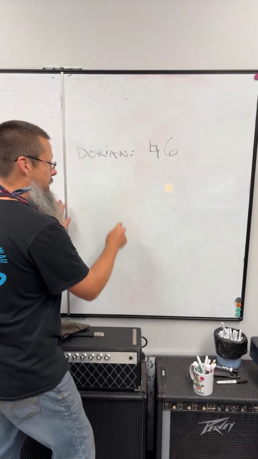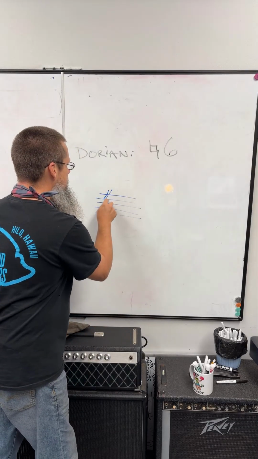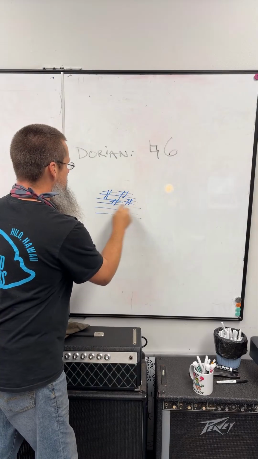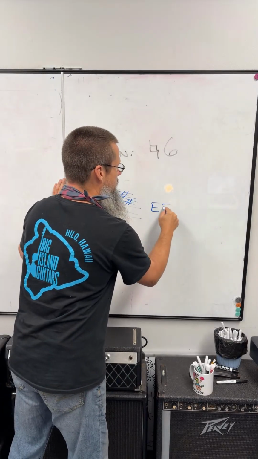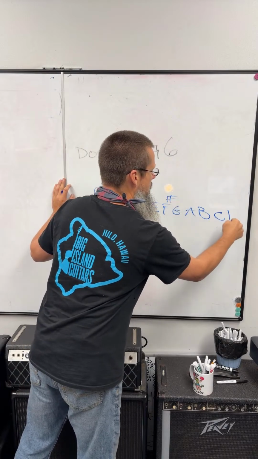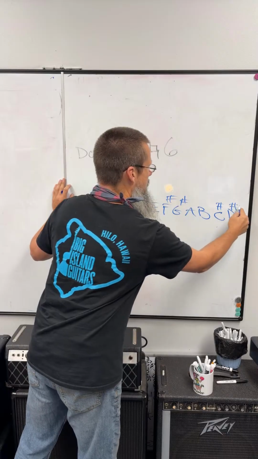Now here's what it is. I'm going to do one. You tell me what key this is. That's E major. Spell E major for me. E, F sharp, G sharp, A, B, C sharp, D sharp, E.